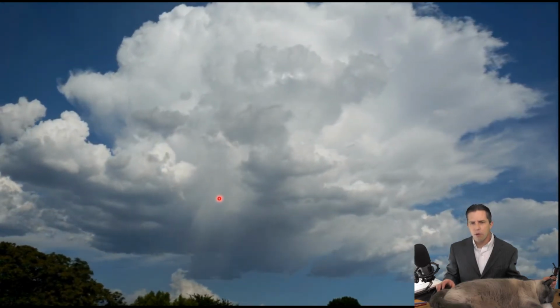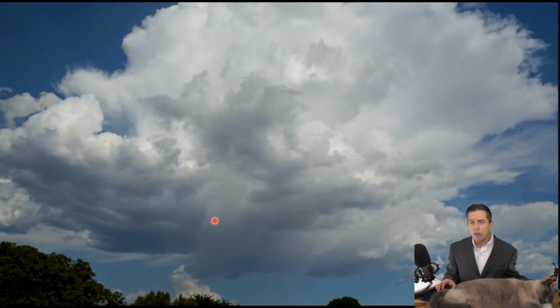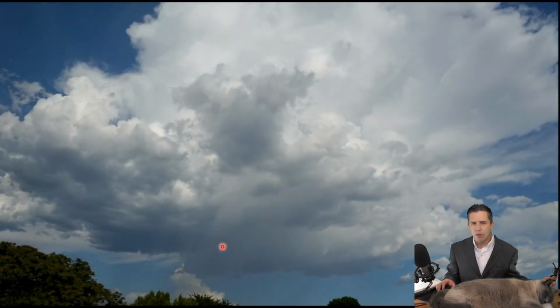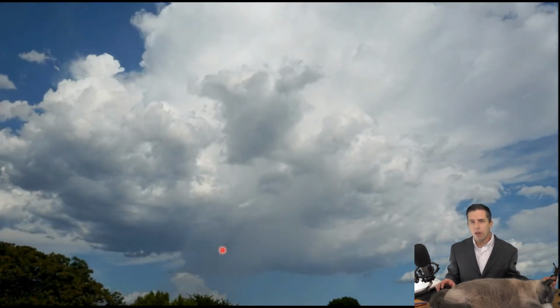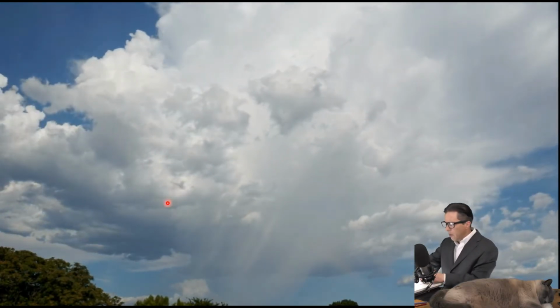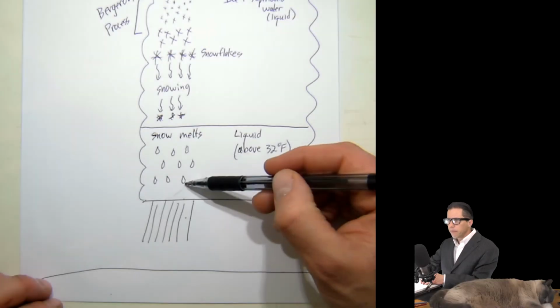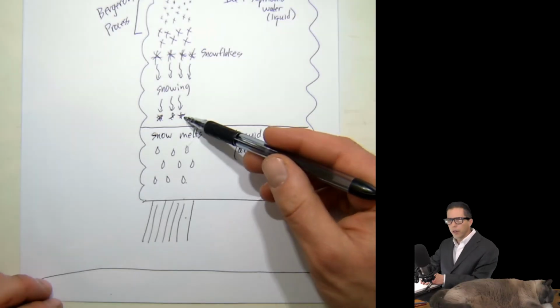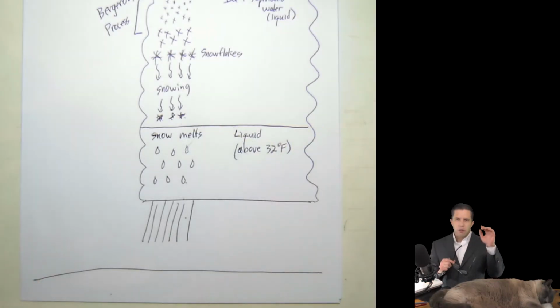Now sometimes what falls out of the cloud could still be snow, and the snow will melt on its way down, or sometimes it melts within the cloud. But the point is that every raindrop is a melted snowflake. So if it is raining down here, it's snowing up there.